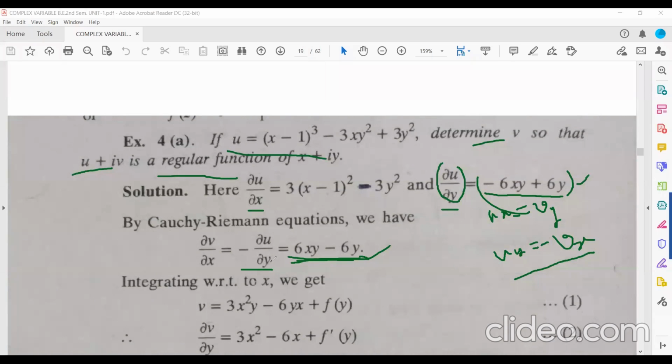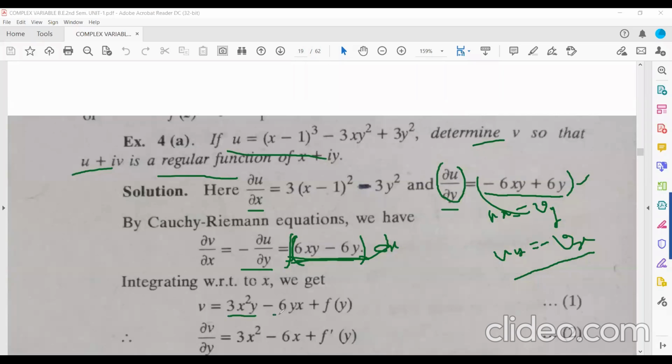So v is equal to the integration of this part with respect to x, keeping y as constant. 6 is constant, and the integration of x is x squared by 2, so the 2 will cancel out. So it will be 3x squared y. Then here 6 is constant, y is constant, so the integration of dx is x.